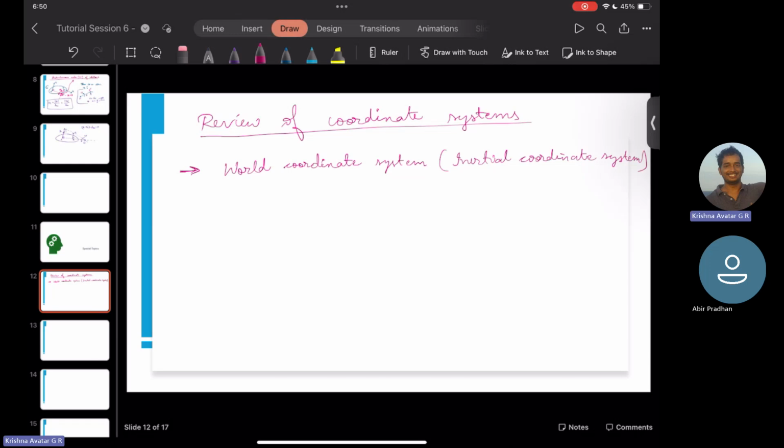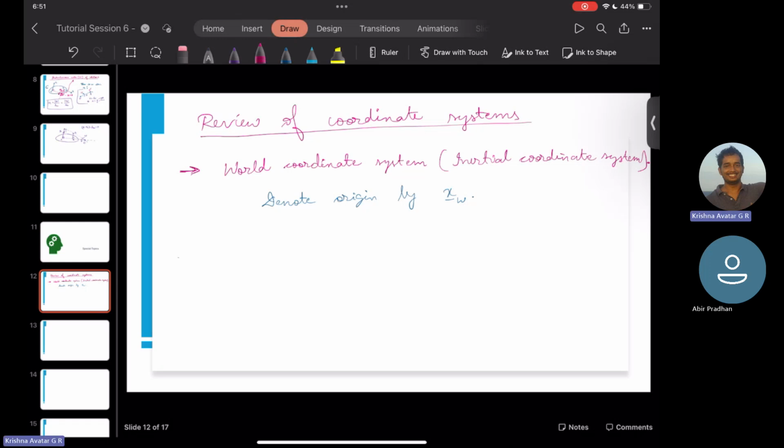And the reason it's called the inertial coordinate system is that in this coordinate system, the body must either be stationary or it can undergo a uniform velocity, which means that this coordinate system must not accelerate, right? And we denote its origin by x vector w. So w subscript indicates it's the world coordinate system.